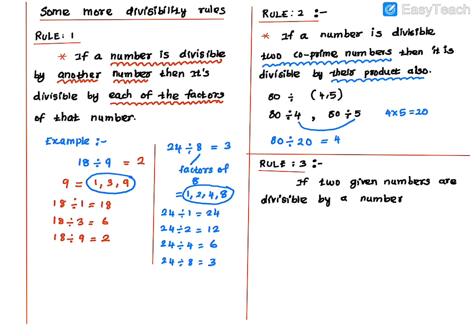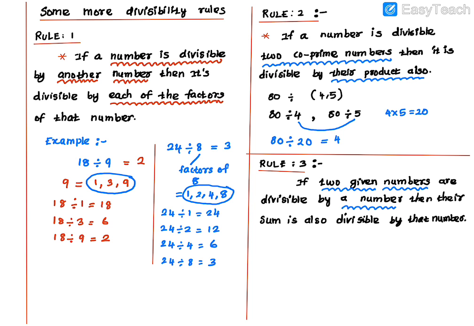If two given numbers are divisible by a number, then their sum is also divisible by that number. Okay, so this is the given statement. Just look at that statement. If two given numbers are divisible by a number, that means a single number, then their sum is also divisible by that number.